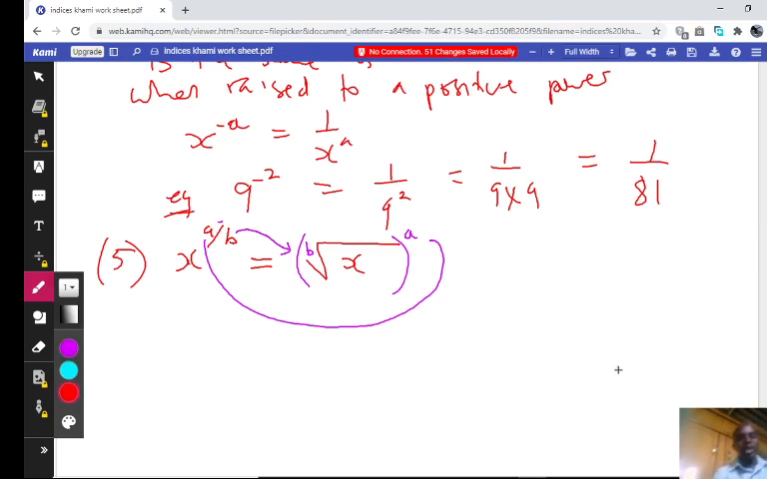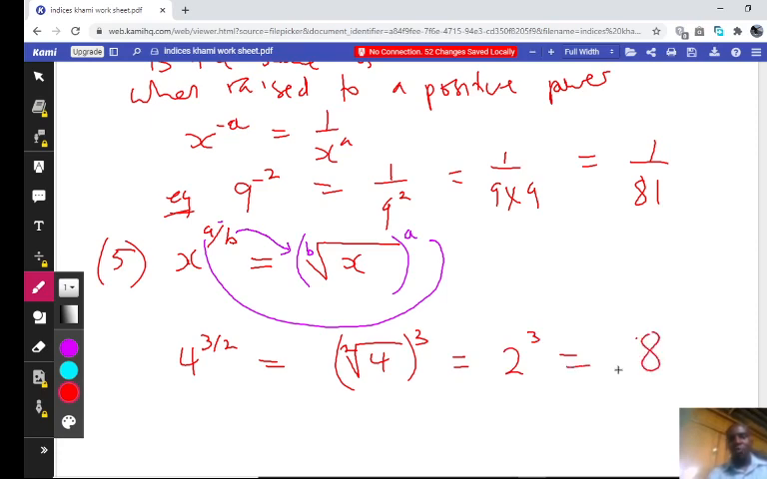Right, example, 4 to the power 3 over 2 is equal to the square root of 4 to the power 3. So what is the square root of 4? It's 2, and 2 to the power 3 is equal to 8. Remember, 2 to the power 3 is 2 times 2 times 2, three times. 2 times 2 is 4, and 4 times 2 gives you 8.